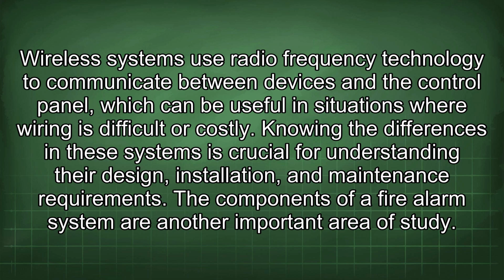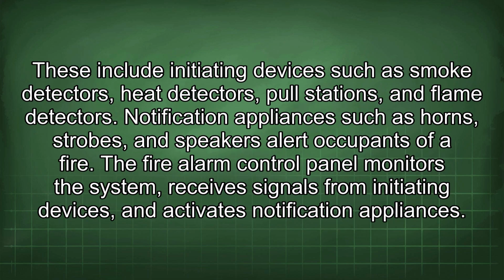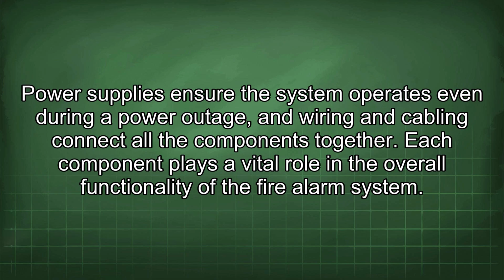The components of a fire alarm system are another important area of study. These include initiating devices such as smoke detectors, heat detectors, pull stations, and flame detectors. Notification appliances such as horns, strobes, and speakers alert occupants of a fire. The fire alarm control panel monitors the system, receives signals from initiating devices, and activates notification appliances. Power supplies ensure the system operates even during a power outage, and wiring and cabling connect all the components together. Each component plays a vital role in the overall functionality of the fire alarm system.